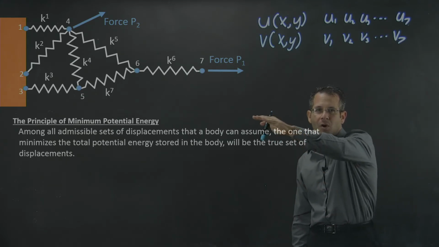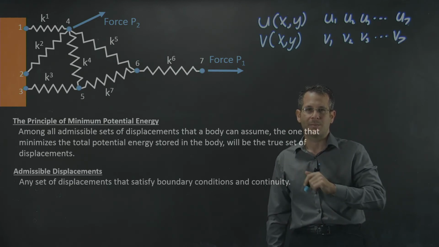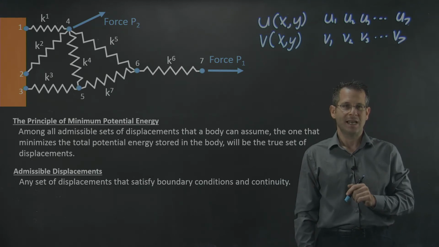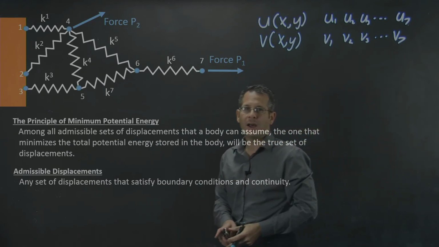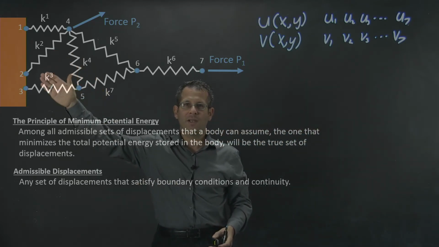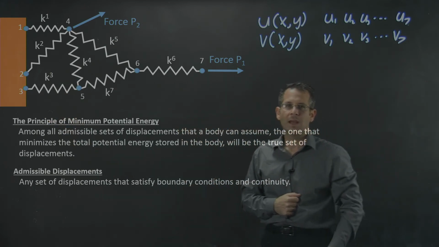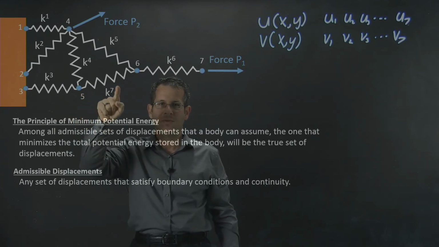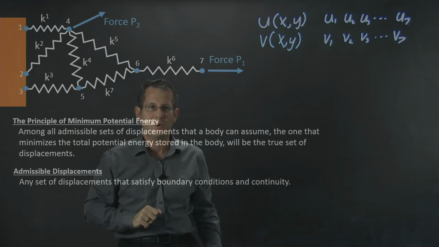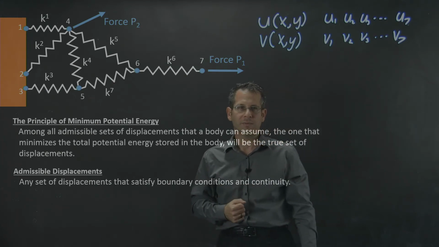Now, I should take a moment to explain what I mean by an admissible set of displacements. An admissible displacement is any set of displacements that satisfies boundary conditions and continuity. Boundary conditions are fairly clear. Obviously, I can't have nodes number 1, 2, and 3, which are attached to a wall, move. That's not an admissible displacement. I also can't have a point at the very end of spring 3 move in this direction, and the very end of node 7 move in this direction, because I need continuity at node 5. So maintaining the continuity of the problem is also a restriction.